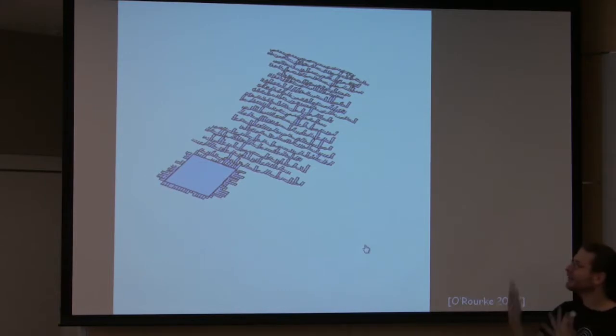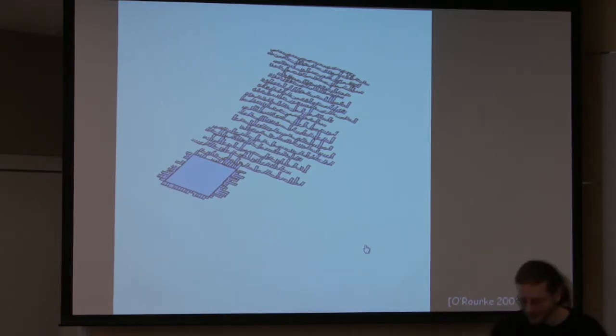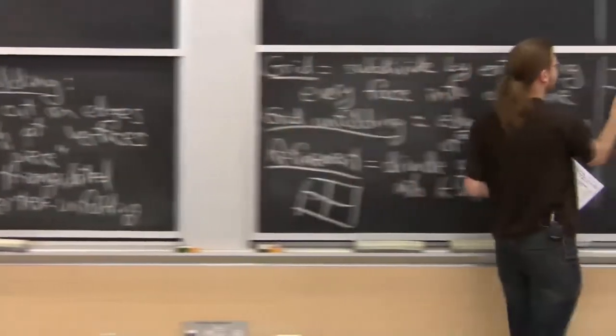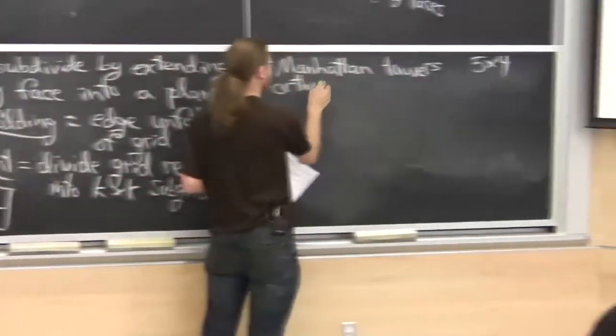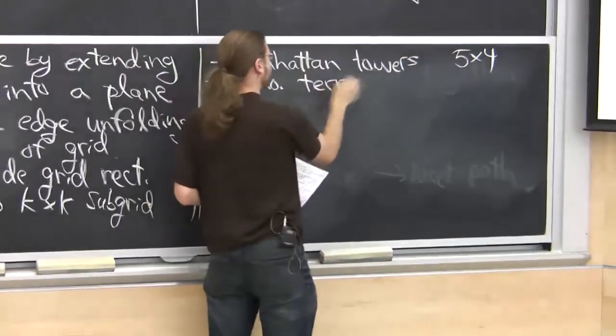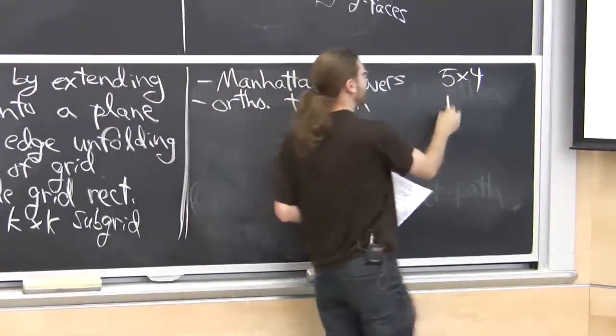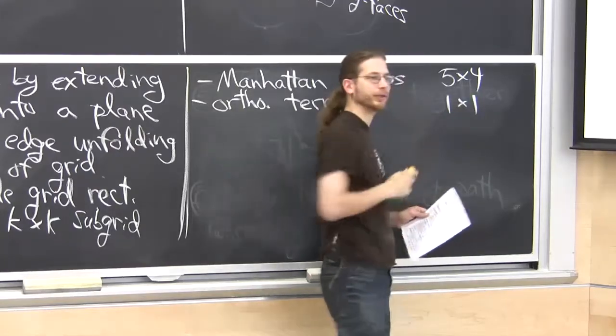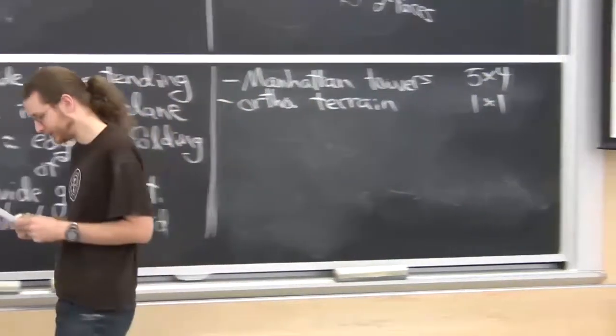So I'm not going to describe how this works, but you could almost reconstruct it from these diagrams. This is what we call an orthogonal terrain. That's the result by Joe O'Rourke. Here, you don't need any refinement. Grid unfolding, 1 by 1. That's pretty sweet.